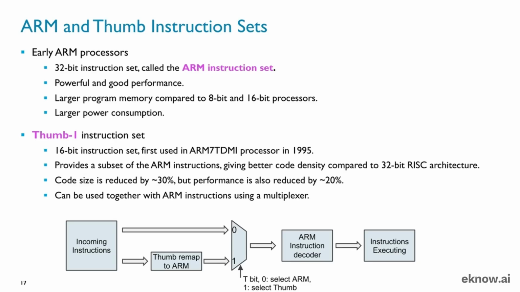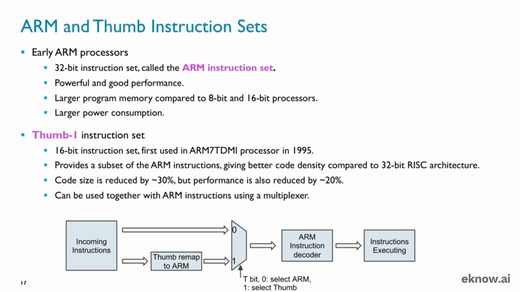To address these issues, ARM developed the Thumb instruction set, specifically Thumb-1, which stands for the first version. This is our abbreviated message version. It's a 16-bit instruction set that was first introduced with the ARM7TDMI processor way back in 1995. Now, an important detail is that Thumb is a subset of the ARM instructions. It doesn't introduce brand new operations. Instead, it provides 16-bit versions of the most frequently used 32-bit ARM instructions.